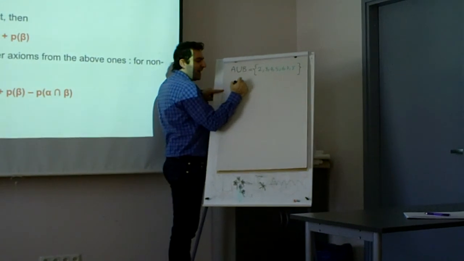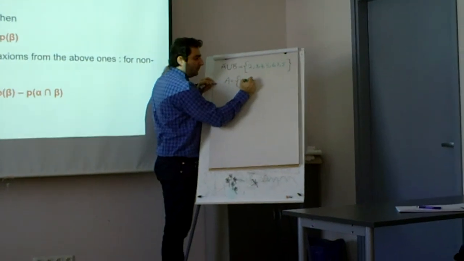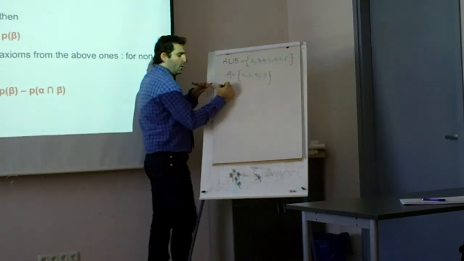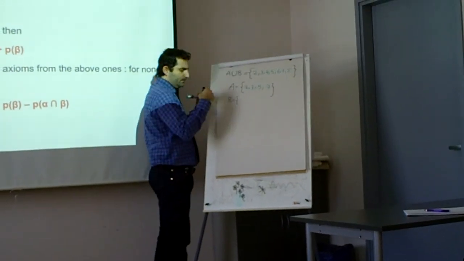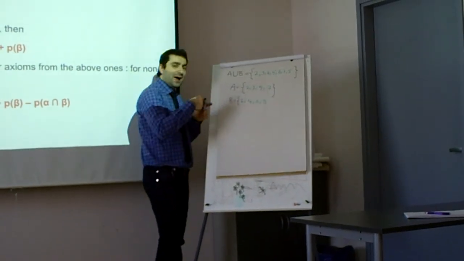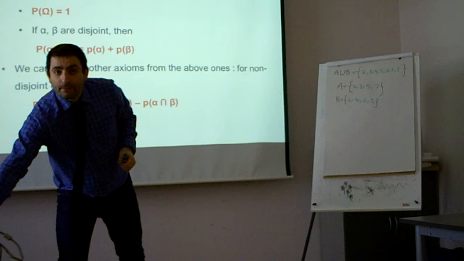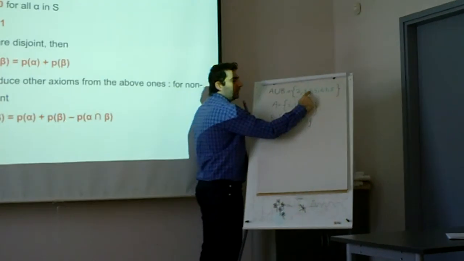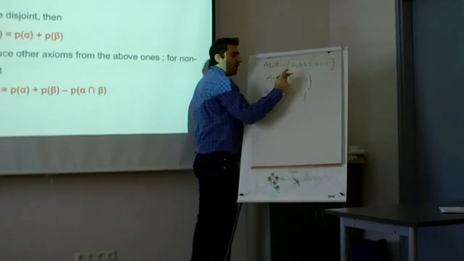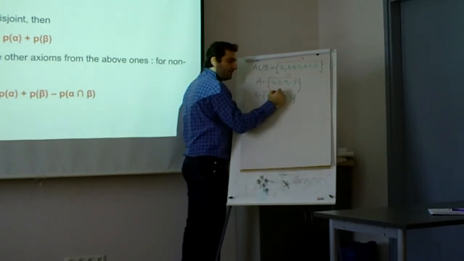Can you tell me what A was? Prime numbers: 2, 3, 5, 7. What are B's? 2, 4, 6, 8. Now, how many elements do I have here? 1, 2, 3, 4, 5, 6, 7. How many elements are here? 4.